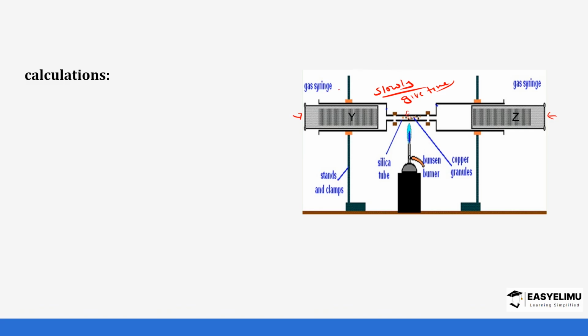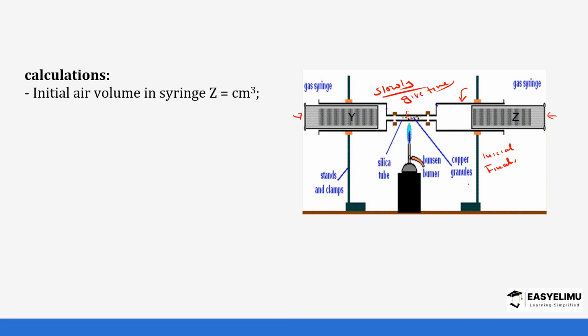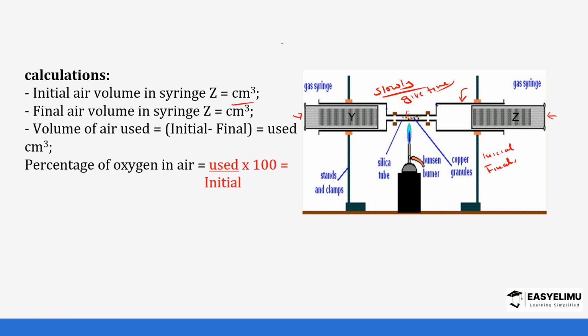And then after we allowed the apparatus to cool, we were able to get the final volume. But the final volume was measured on the syringe Z. So we took the initial volume on syringe Z and also the final volume on syringe Z as well. So you take the initial volume, it can be a specific volume in centimeters cubed, and the final volume of syringe Z in centimeters cubed. So the final calculation would be initial minus final, and then the one that was used up, which is gotten from the subtraction, you divide by initial times 100. It's the same formula that we discussed in the previous lesson.